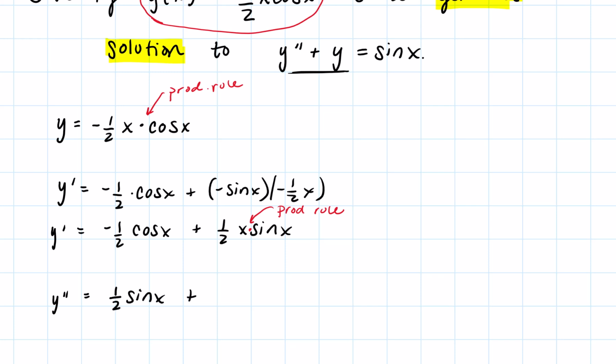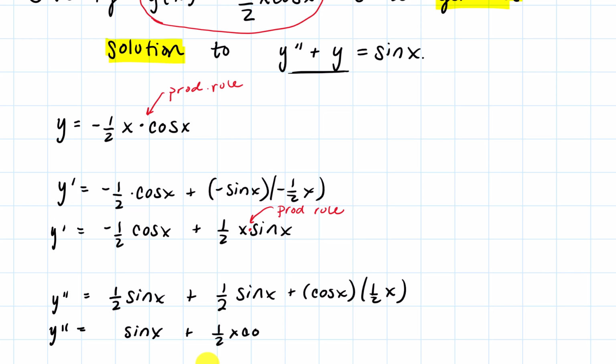And then I got to do the product rule over here, so it's going to become 1/2 sine of x. And then the derivative of the sine of x is cosine of x times 1/2 x. And then we'll just simplify that as well. Kind of conveniently here, 1/2 sine of x plus 1/2 sine of x gives me just sine of x. And then we've got 1/2 x cosine of x. Combine those terms. So now I have my second derivative. So I have my function, my first derivative, and I have my second derivative.